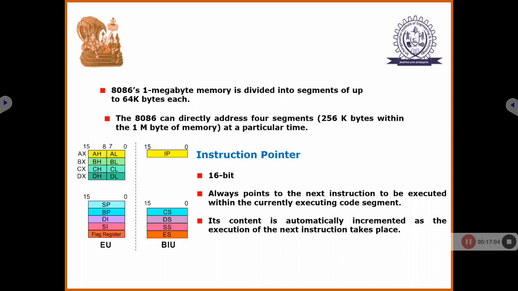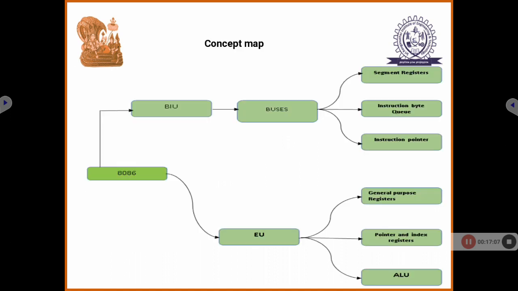So here 4 segments. This is the concept map of the 8086 architecture. It consists of 2 units that I have shown here: the execution unit and the bus interface unit. The bus interface unit has the buses, and through the buses it interacts with the external world. What is the execution unit? It consists of the ALU and the registers: pointer registers, index registers, and general purpose registers are available here. This is the concept map of the 8086 architecture.